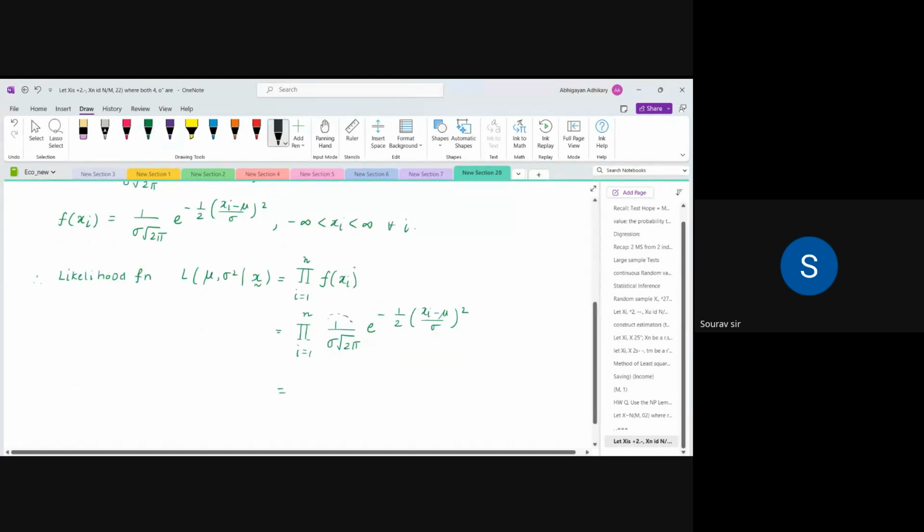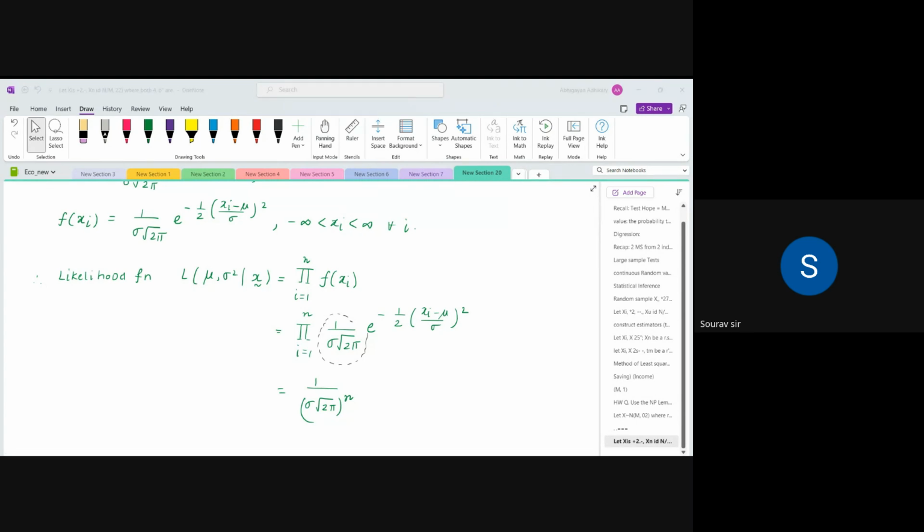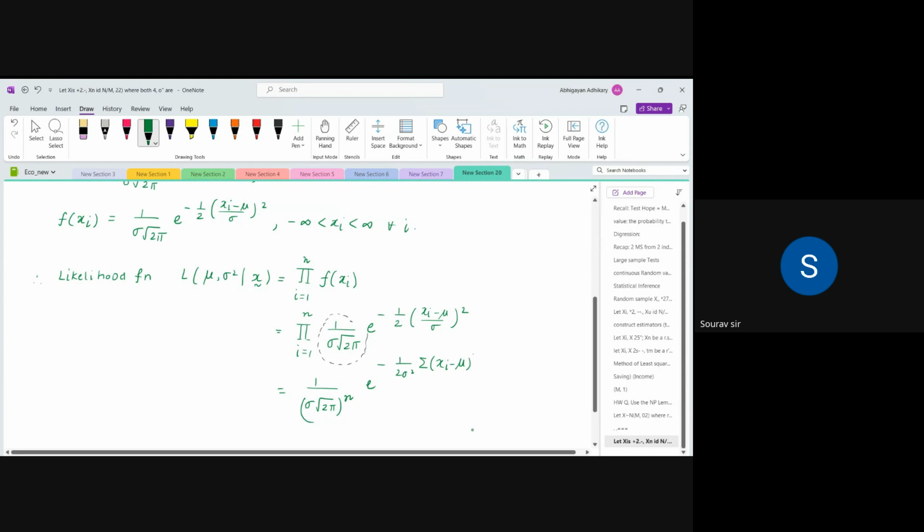If you look at the first part, 1 by sigma root over 2 pi, this part is the same for all the terms in the product. So when you club all of them together after you take the product, that would be (1 by sigma root over 2 pi) whole to the power n. And the power in the exponent is changing, so when you multiply them, the exponents add up. That will become e to the power minus 1 by 2 sigma square summation (xi minus mu) whole square. Is this okay with all of you? Any questions from anyone? Is this understood? The likelihood function?